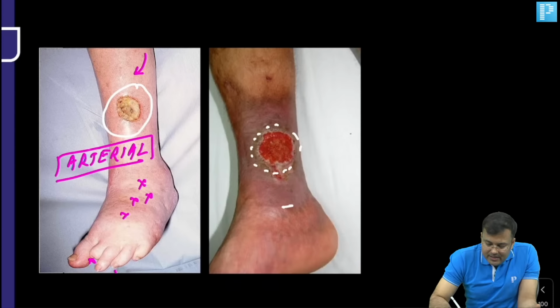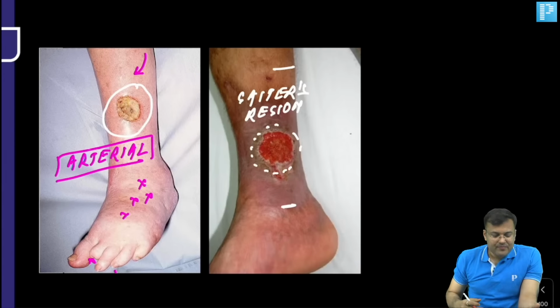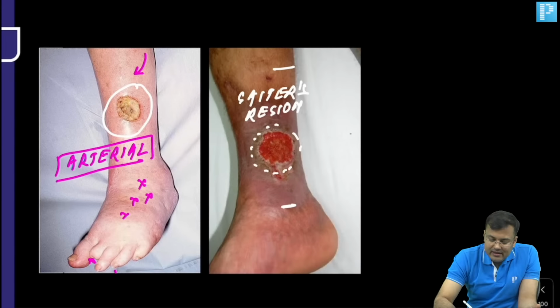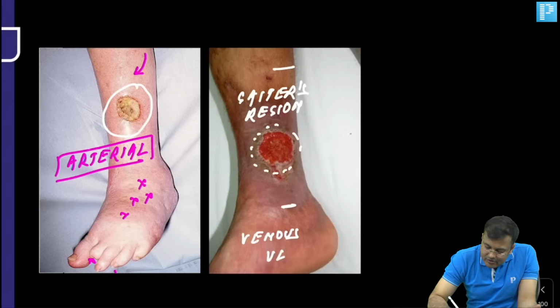Between the medial malleolus and calf, this is known as the gaiter region. In the gaiter region, you can see sloping edges, granulation tissue in the base, granulation tissue in the floor, and hyperpigmented areas. Guys, which ulcer is this? This is a venous ulcer.